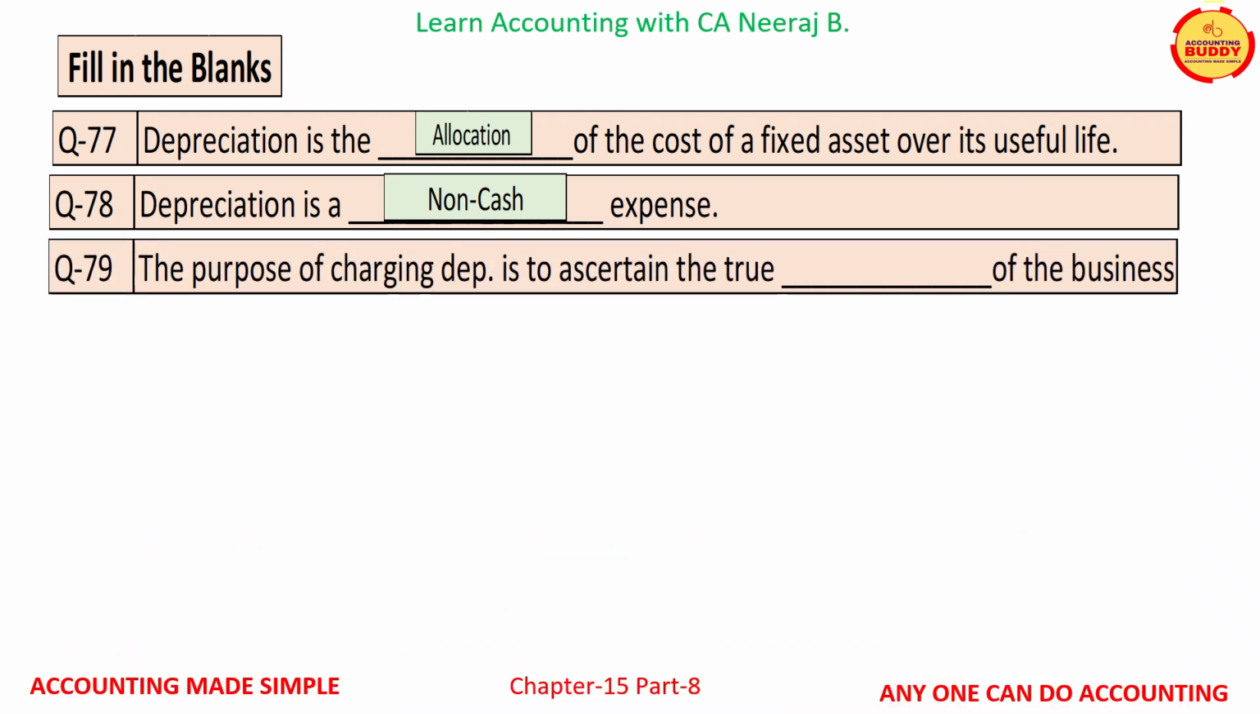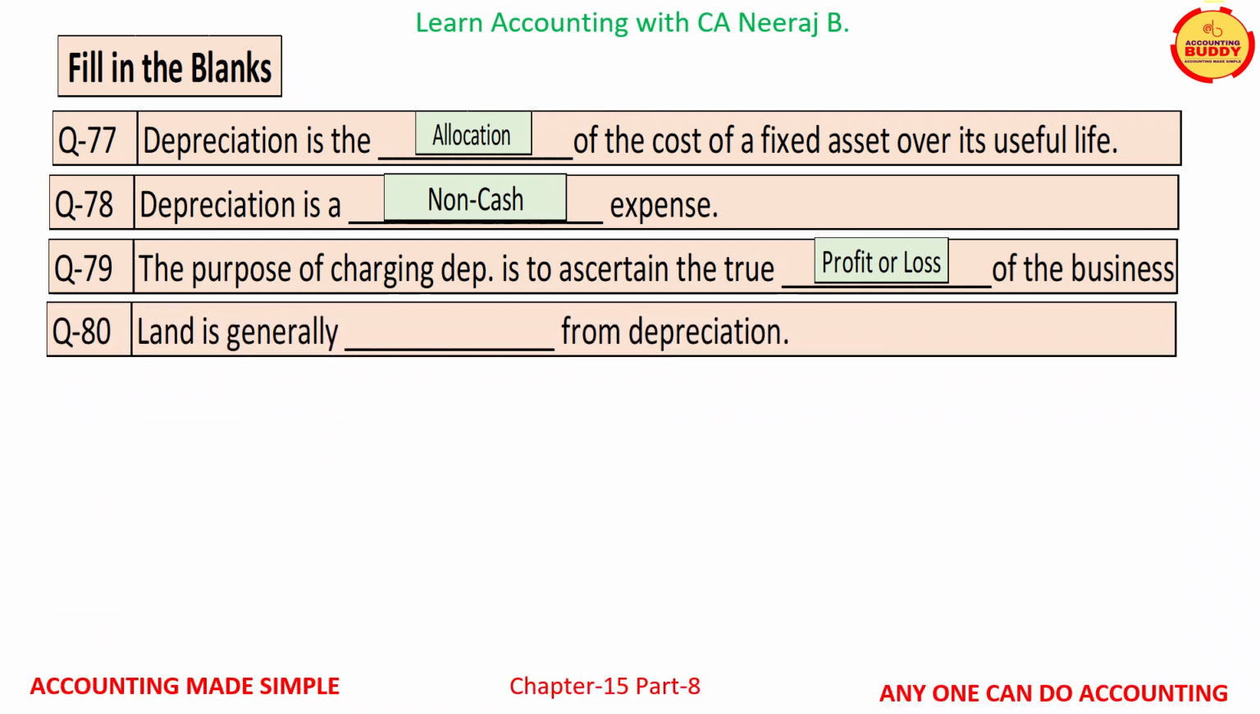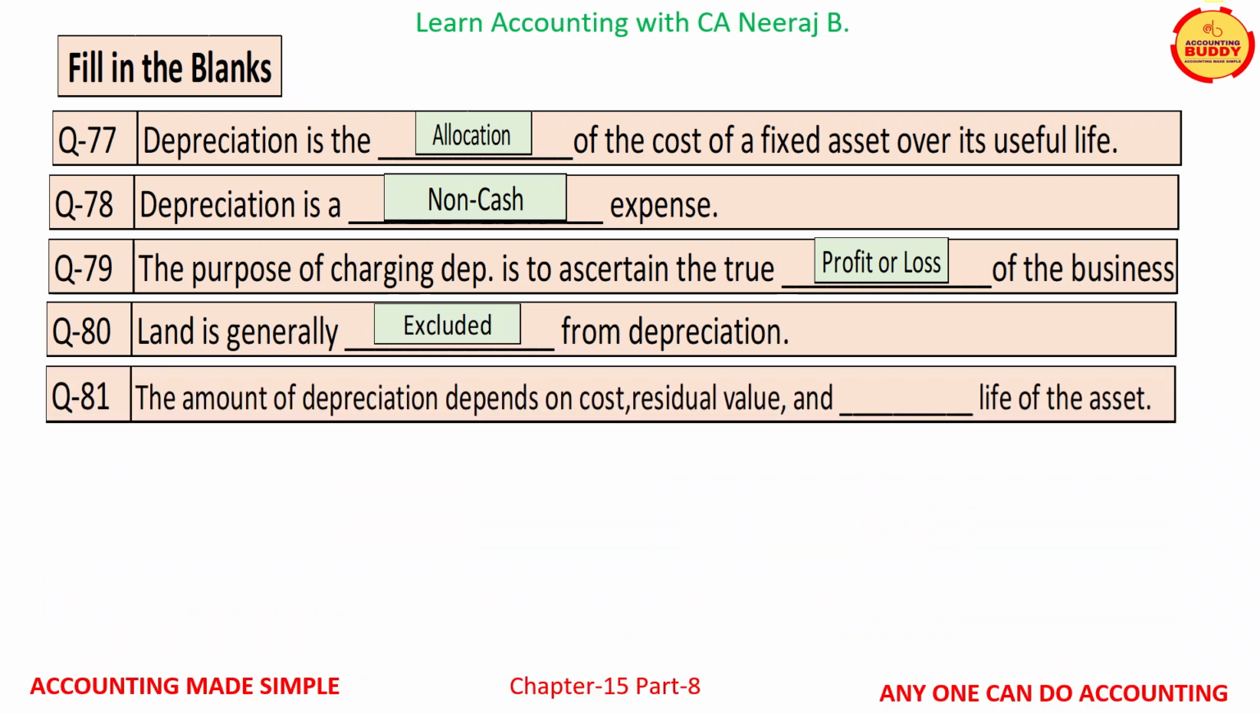Question number 79 is, the purpose of charging depreciation is to ascertain the true dash of the business, and the correct word is profit or loss of the business. Question number 80, land is generally dash from depreciation, and the correct word is excluded from the depreciation. Question number 81, the amount of depreciation depends on cost, residual value and dash life of the asset, and the correct word is useful life of the asset.